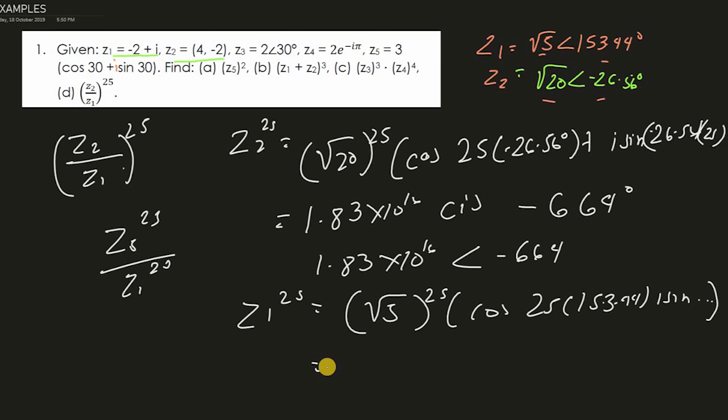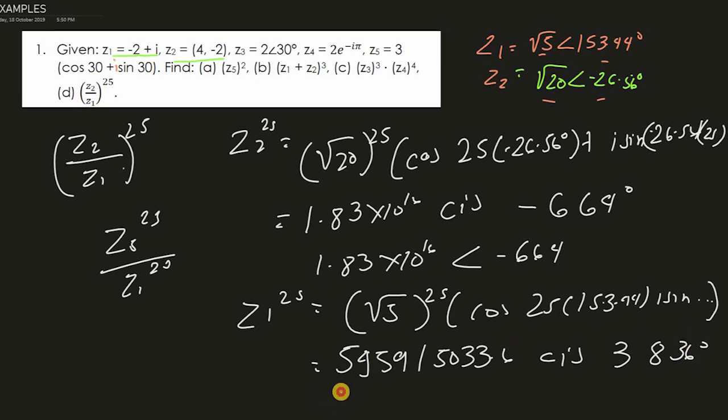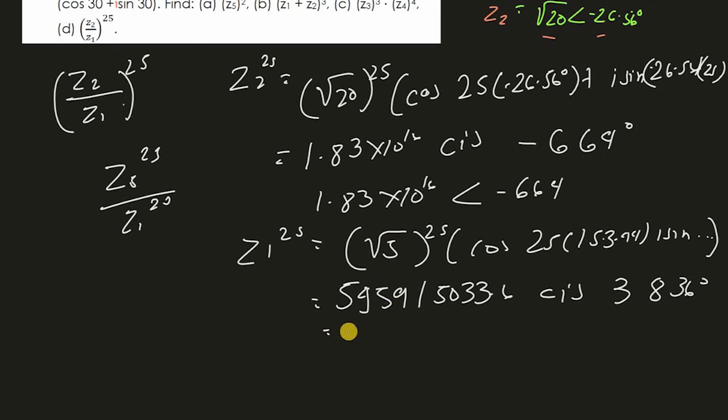Square root of 5 raised to 25 is, mahaba siya, 545915033.6, diba? Tapos, i-CIS ko na lang yan. 25 times 153.44 is equals to, ang angle natin is 3836 degrees. So, rewriting that in polar form, that would be 545915033.6. Ito yung modulus natin.